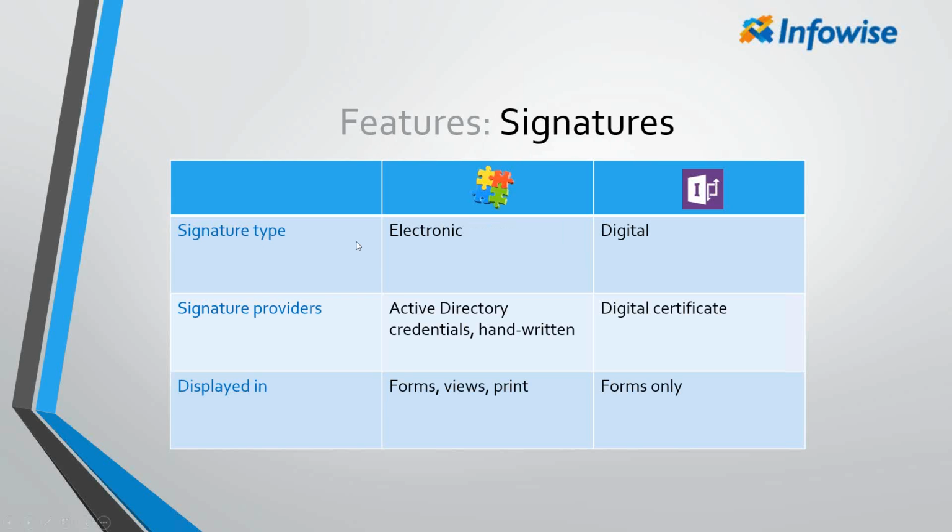Signatures. Again, for business processes, we might be required to add an electronic signature of some kind. So InfoPath does have digital signatures, which work with a digital certificate that you might issue yourself internally or buy from someone. And these signatures can only be viewed within the forms themselves. In our case, we provide a field type for electronic signatures. These can be validated using your Active Directory credentials or handwritten using a signature pad. And you can view those signatures on forms, but also in any view and in print.